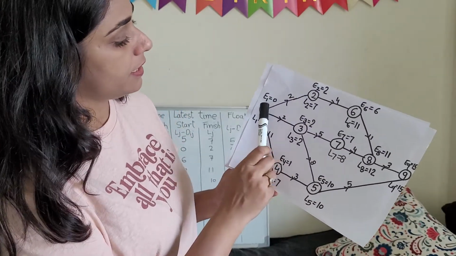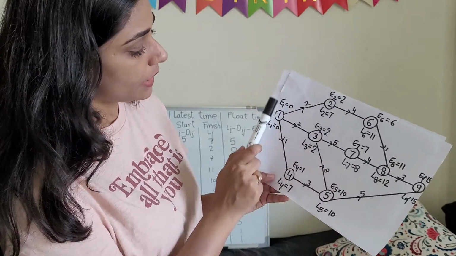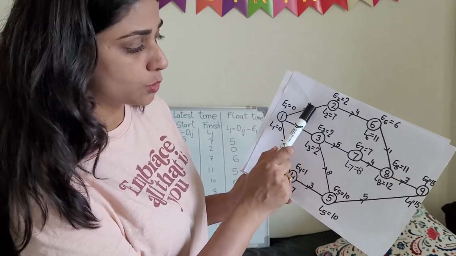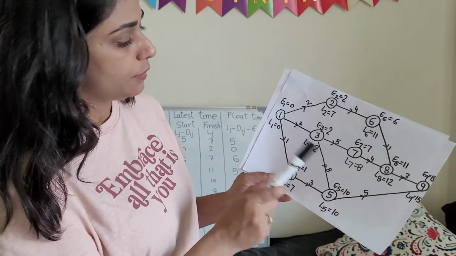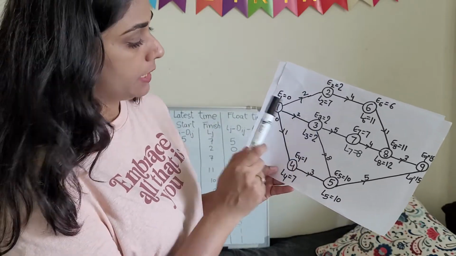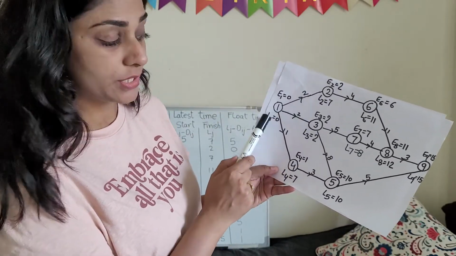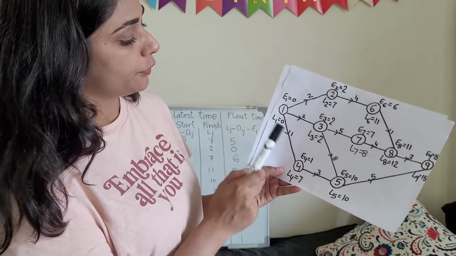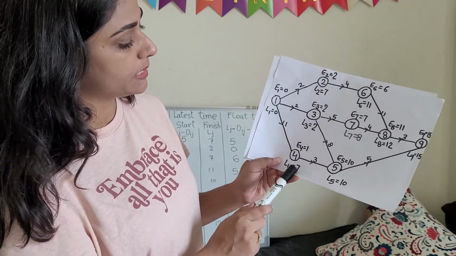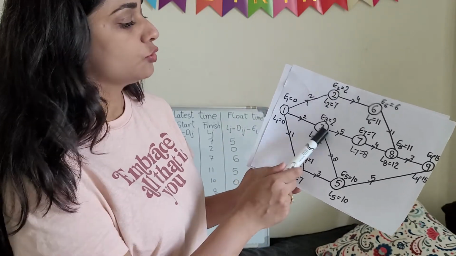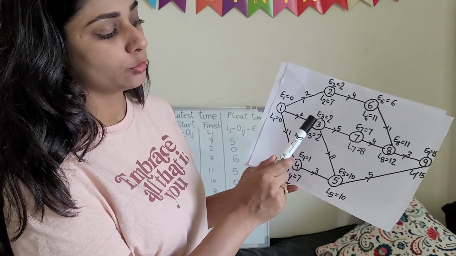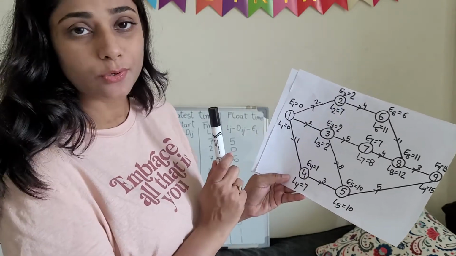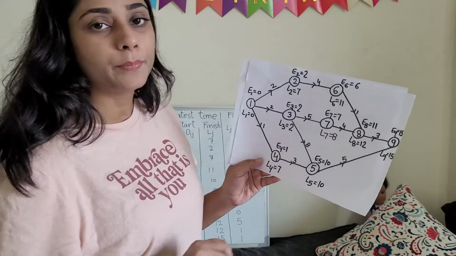Let's check L1 to 2. L1 will be 7 minus 2, which is 5. For 1 to 3, L1 will be 2 minus 2, which is 0, we got. And for 1 to 4, L1 will be 7 minus 1, which is 6. So we are taking this one, L1 to 3, 2 minus 2, which is 0. Now we have done our PERT network.